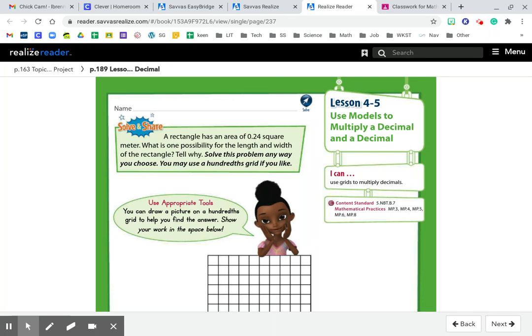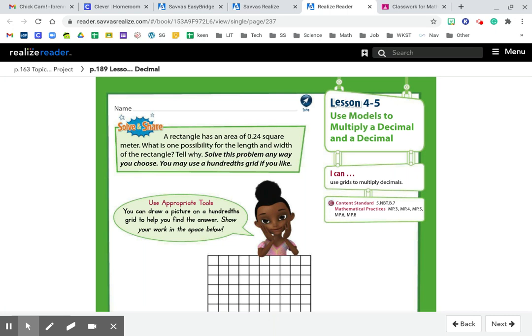All right, here's lesson 4-5, use models to multiply a decimal and a decimal. Now, a lot of teachers hate this lesson and skip it, but I love it because it really illustrates how multiplication of decimals works. Remember, a decimal that's less than 1 is a value less than 1. So if you're multiplying one value less than 1 by another value less than 1, you're going to wind up with something really tiny.